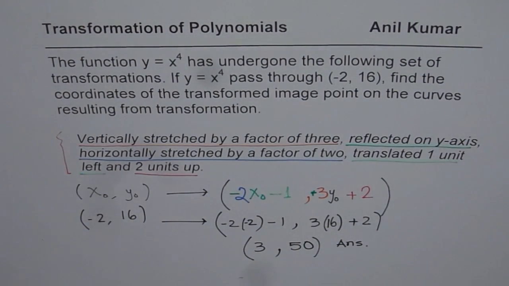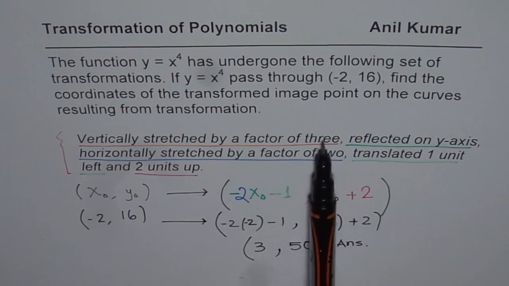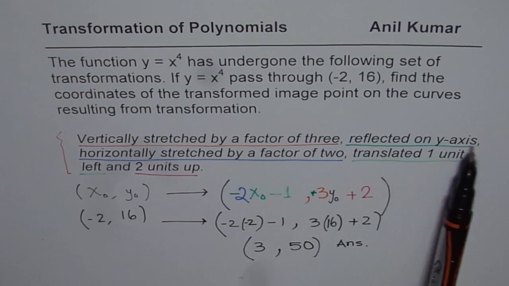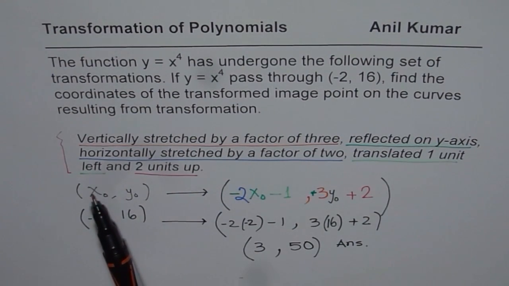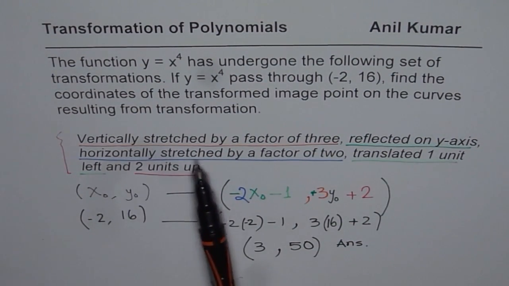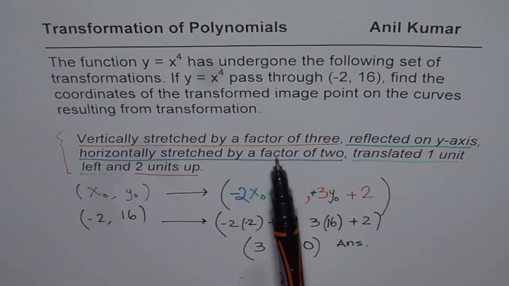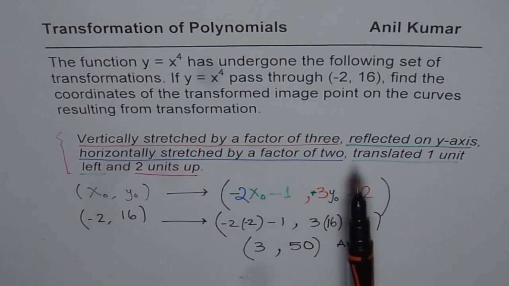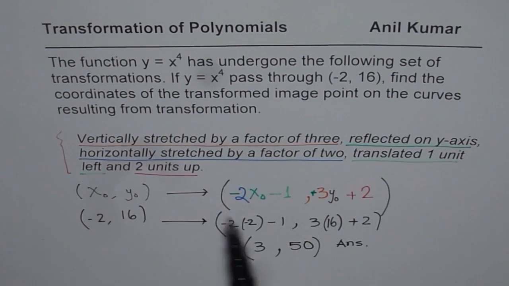So let's go through it once again. Vertically stretched by a factor of 3, that means 3 times the original y value. Reflected on the y-axis means the x value becomes negative. Horizontally stretched by a factor of 2 affects the x value, it gets multiplied by 2. Translated 1 unit left, minus 1; 2 units up, plus 2. And once you substitute minus 2 and 16 for x and y respectively, you get its image point. You get the idea, right? So that is how it should be done.